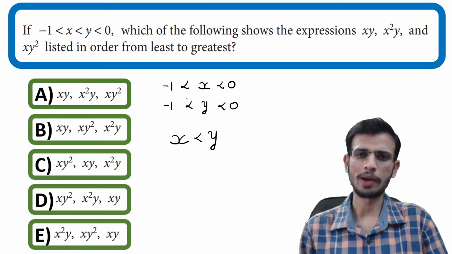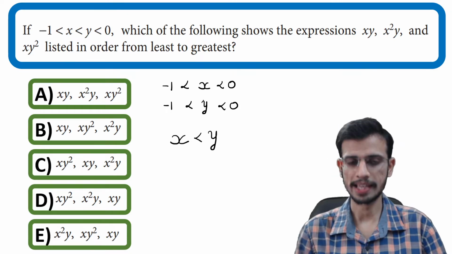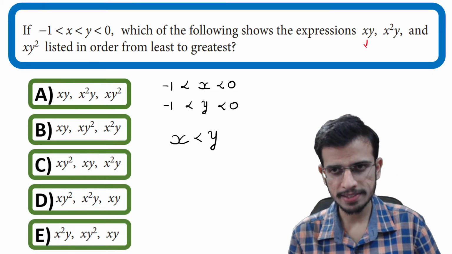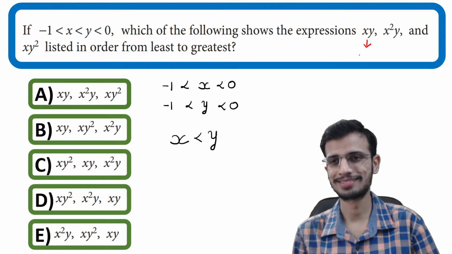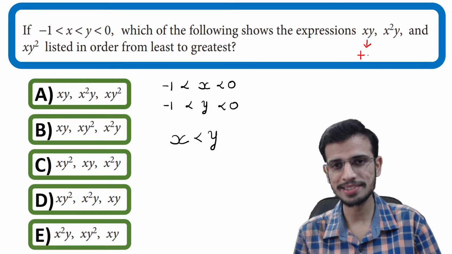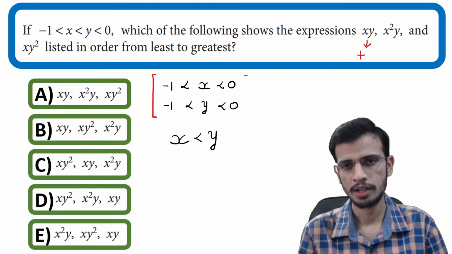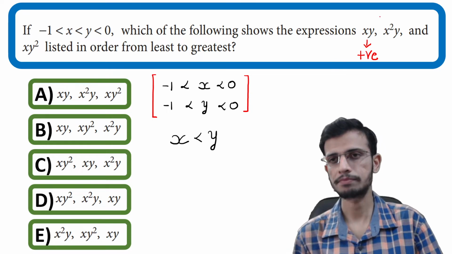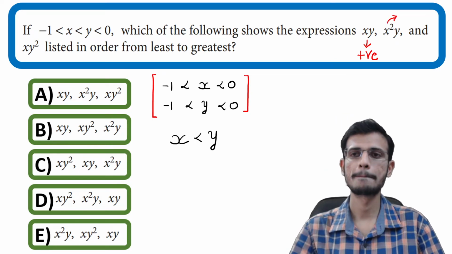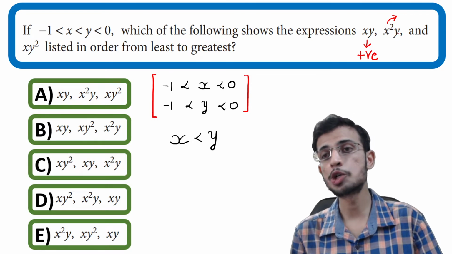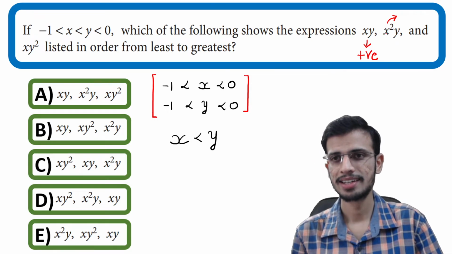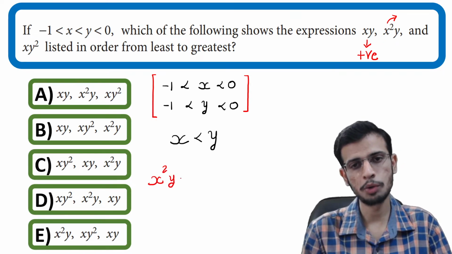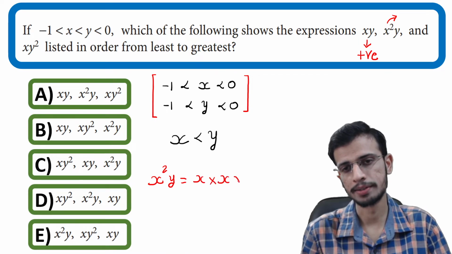So x and y both are negative numbers. Whenever you multiply two negative numbers, their product will be positive. X and y are both negative, so their product will be positive. So xy is positive. What about x square y? You can write x square y as x into x into y.